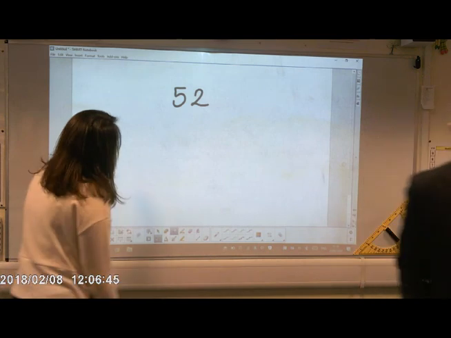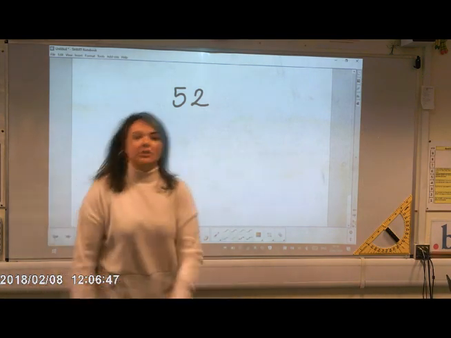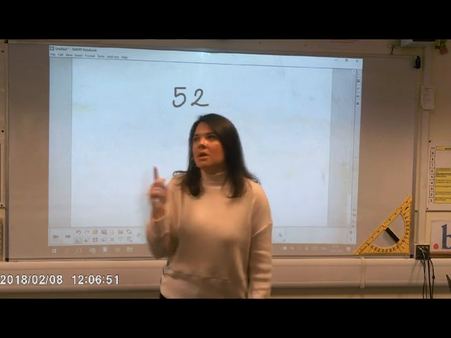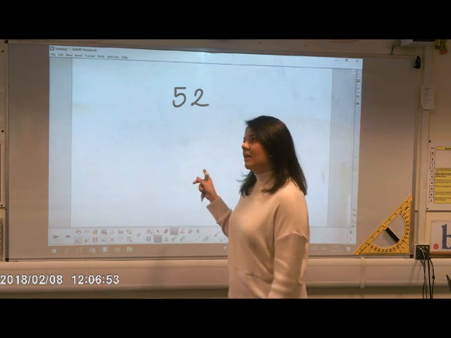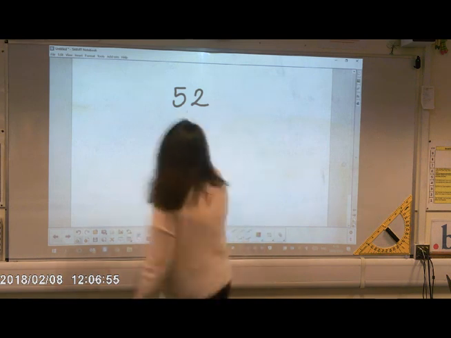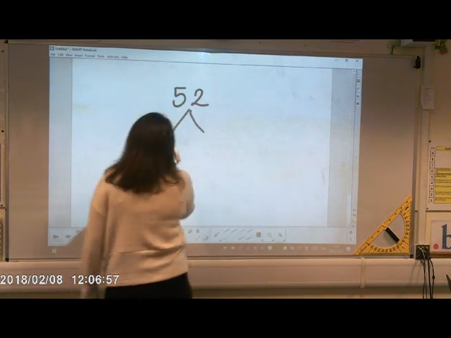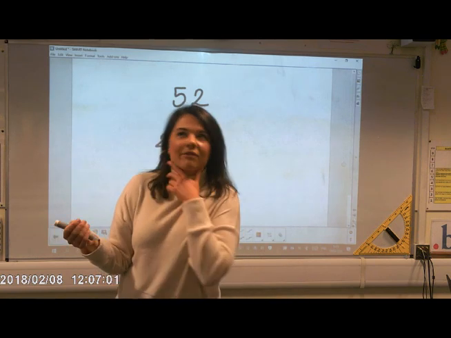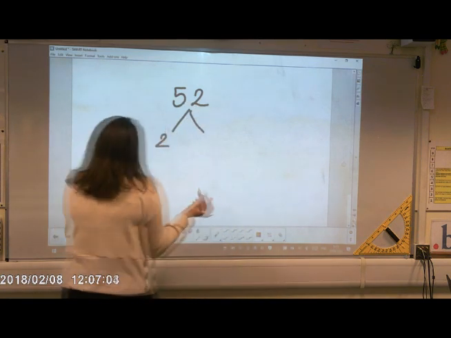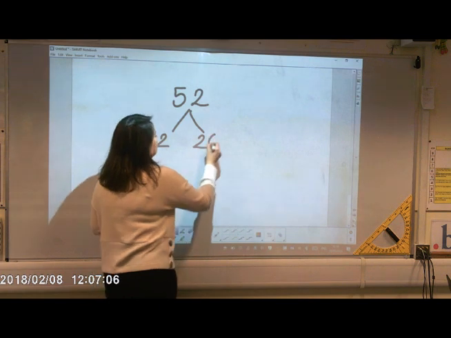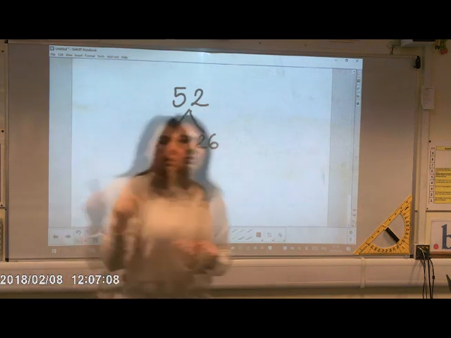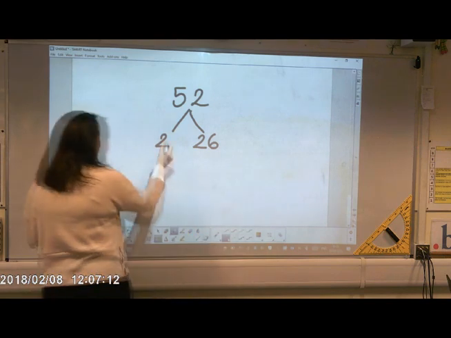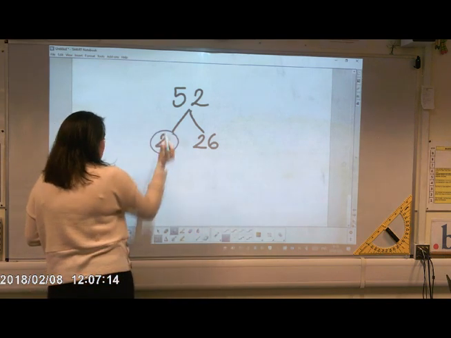Now, the thing that I know about 52 is that it's even, so which factor should I begin with? What number would definitely go into 52 because it's even? The number 2. So, 2 times what gives me 52? If I have my calculator, of course I can use it. If I don't, then I should probably be using bus stop, but I do know that it's 26. Now, out of those two, are either of those two prime? Thinking back to our previous video, we have one that is prime, and that is the number 2.